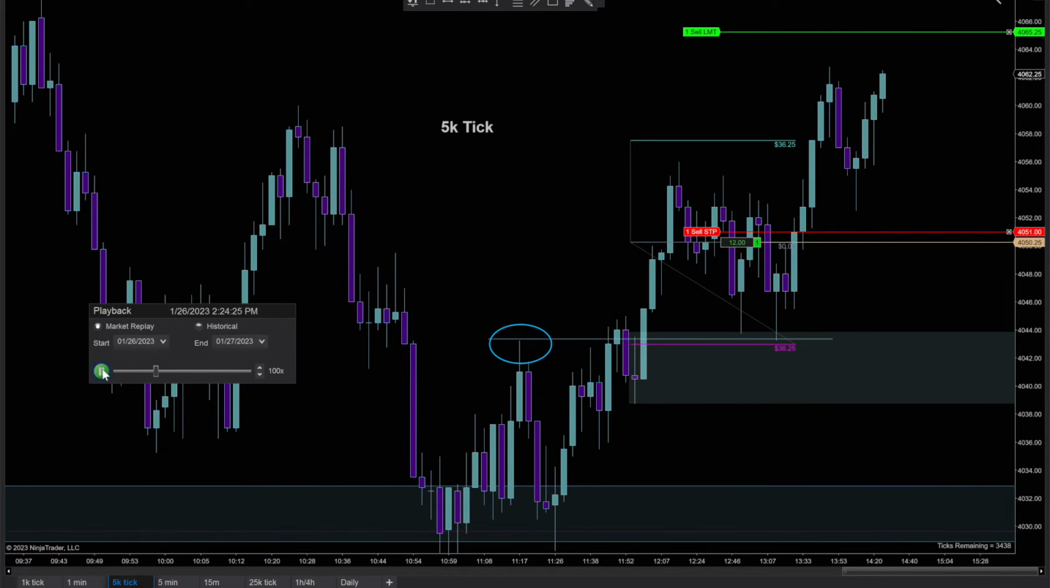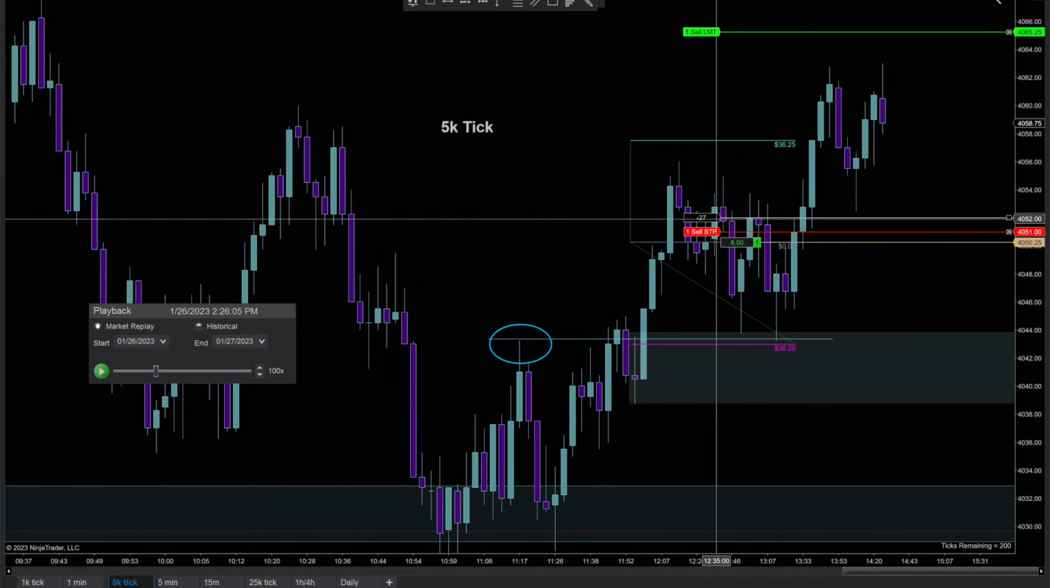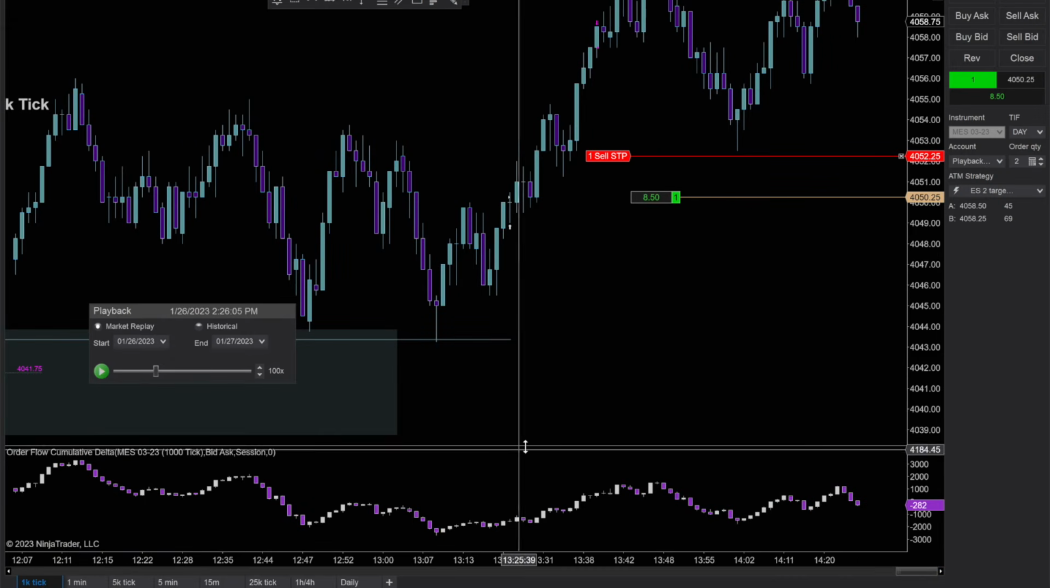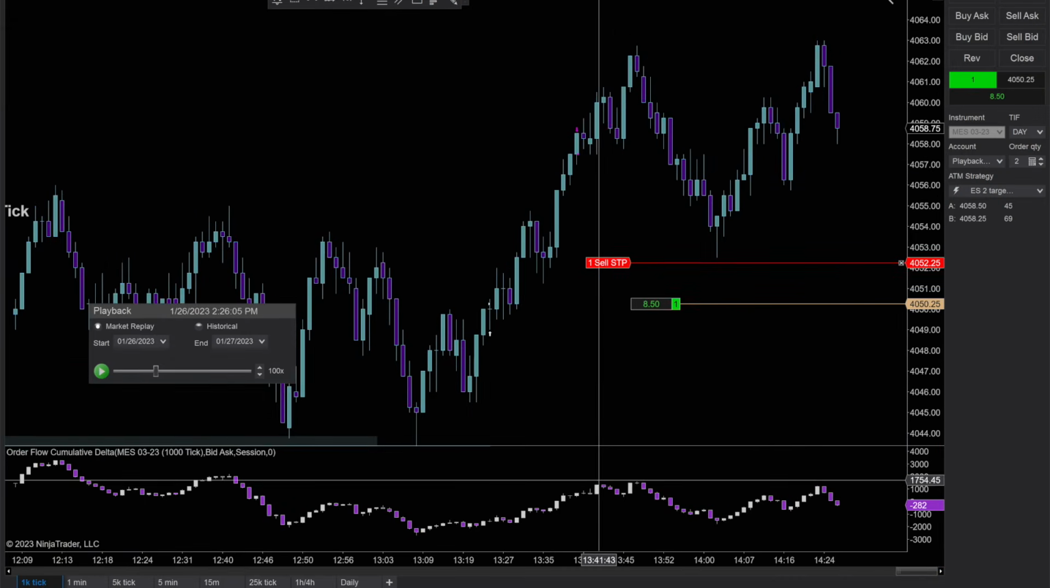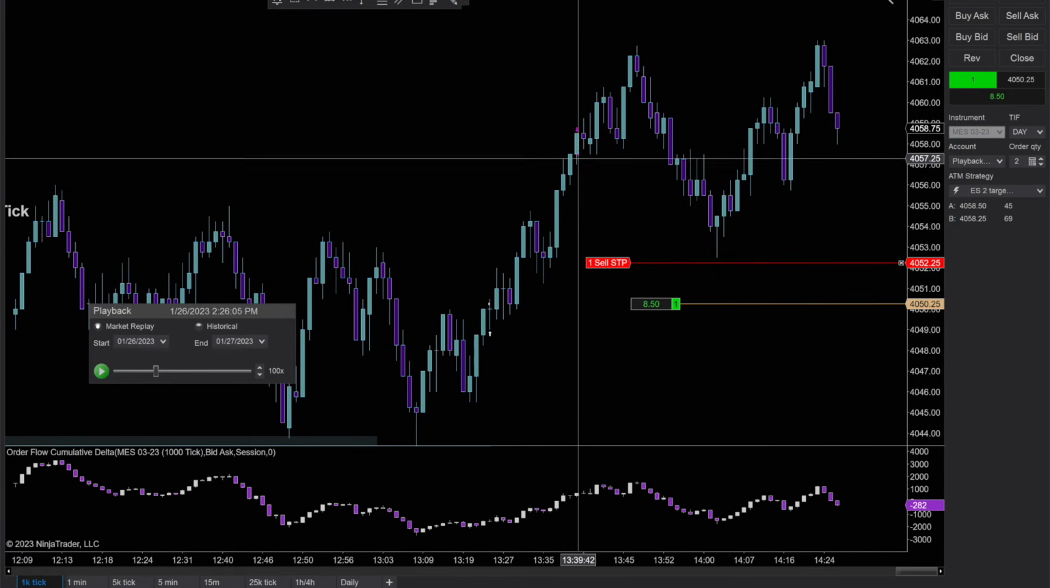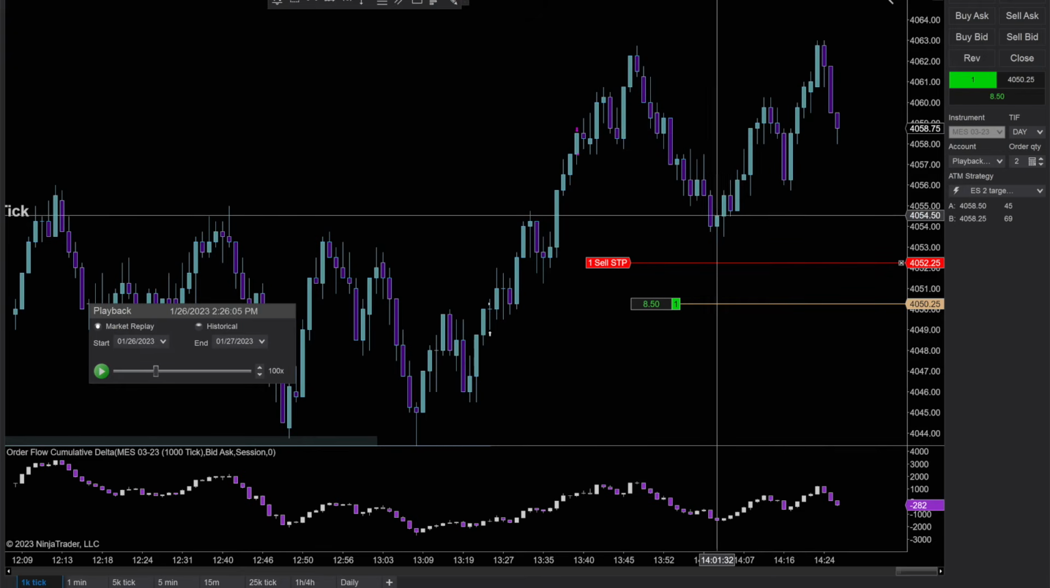I don't actually know if this will take out the stop or not. So at this point, I would probably be considering bringing my stop there. The reason I like to watch on the 5K tick is because if we go down to this 1,000 tick and I were trailing it, I might have been trailing it up here or up here, and I would have gotten taken out at this point.